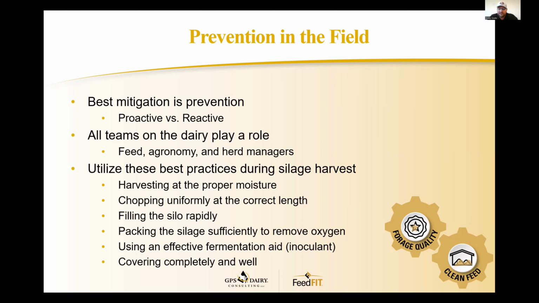Are we harvesting at the right moisture? Are we chopping uniformly so we can get a good pack? Are we filling the silo in a rapid manner? Are we using an effective fermentation aid or an inoculant on our silages? And are we completely covering our pile and doing it really well, so that even if we have mycotoxins, we're preventing those from continuing to grow.